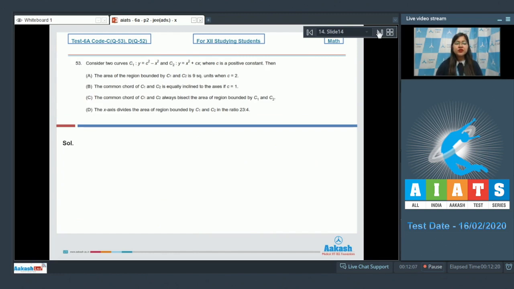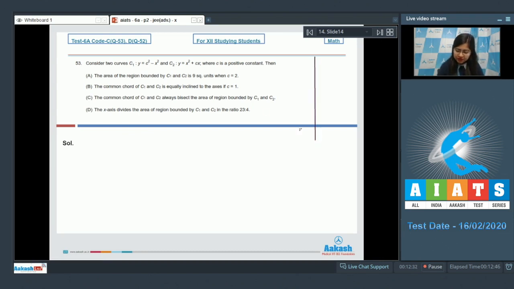Next is question number 53, which says: consider two curves C1, that is y equal to c square minus x square, and C2, that is y equal to x square plus cx, where c is a positive constant. So we have to find the area of the region bounded by C1 and C2 for option number A.